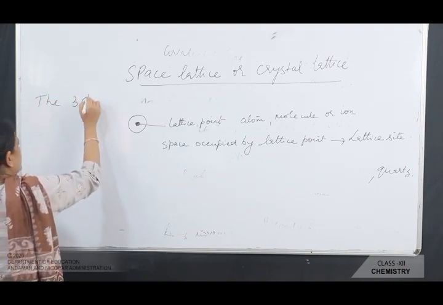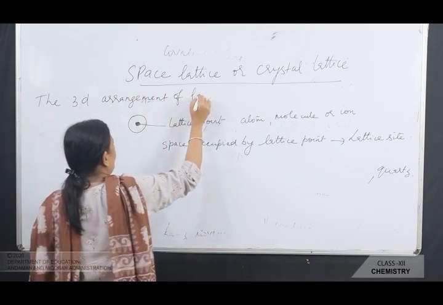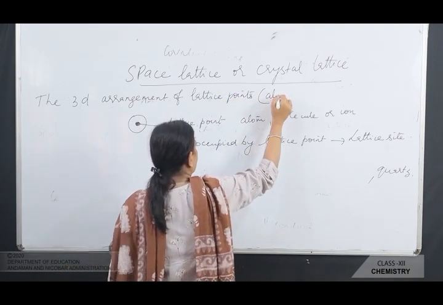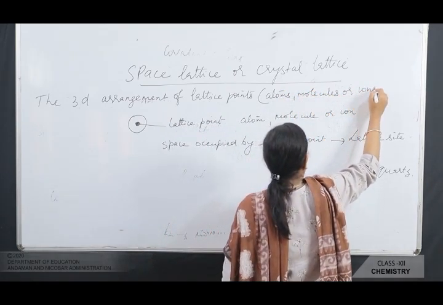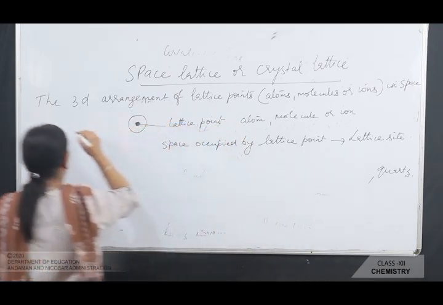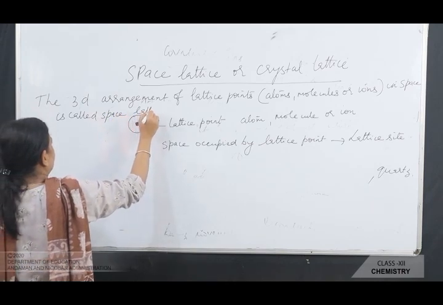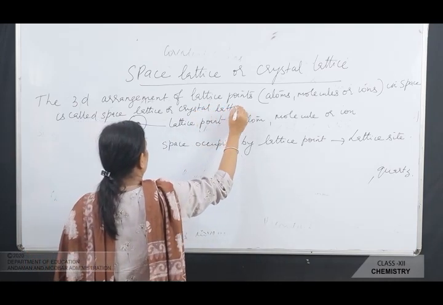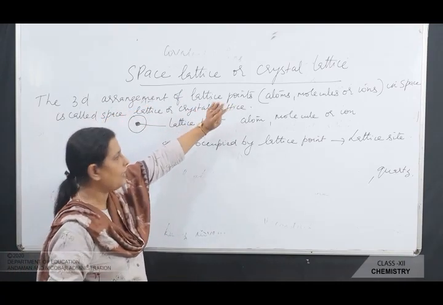The three-dimensional arrangement of lattice points, in bracket I am writing atoms, molecules or ions in space is called space lattice or crystal lattice. Is it clear? The three-dimensional arrangement of lattice points in space is called space lattice or crystal lattice.